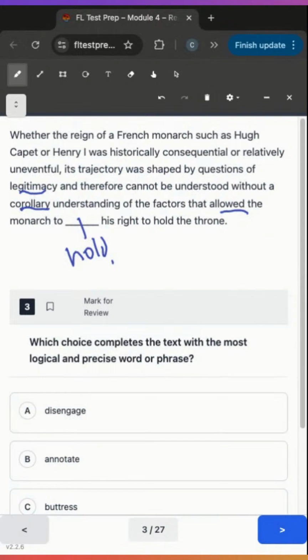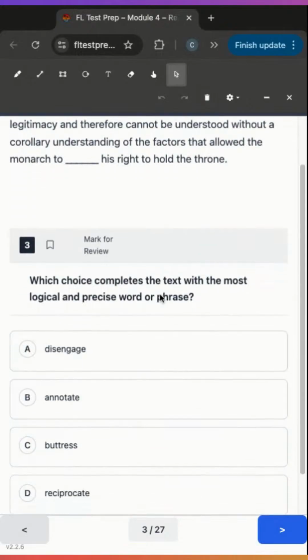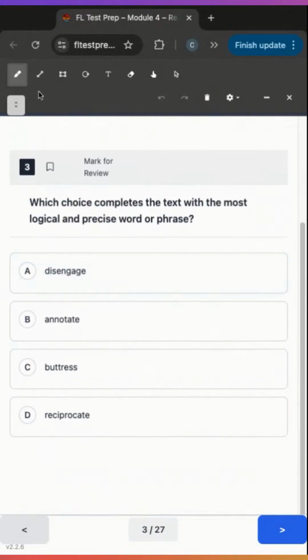I'm not really super sure I know what corollary means, but I do know that if they're questioning whether he should hold his throne, and there's a corollary meaning at the same time or opposite, understanding that he did in fact hold the right to his throne. So I'm gonna say keep is my prediction. Hold. It's kind of probably what I'm gonna be going with. There's not many strong words here or any words with strong tones. So we're gonna say keep.